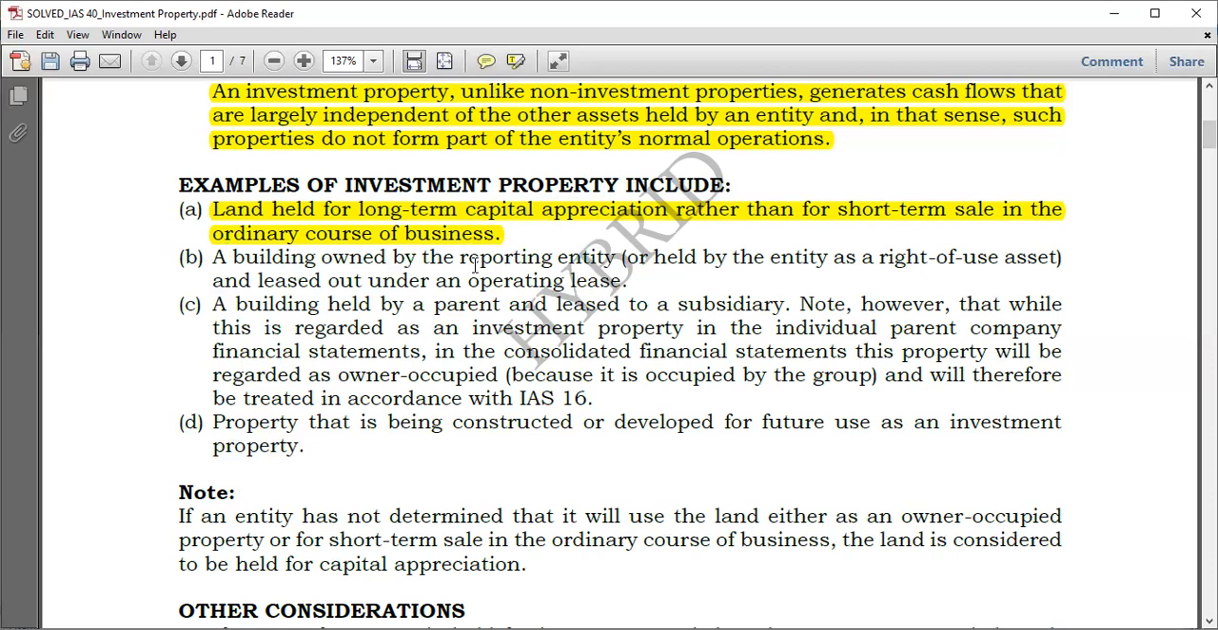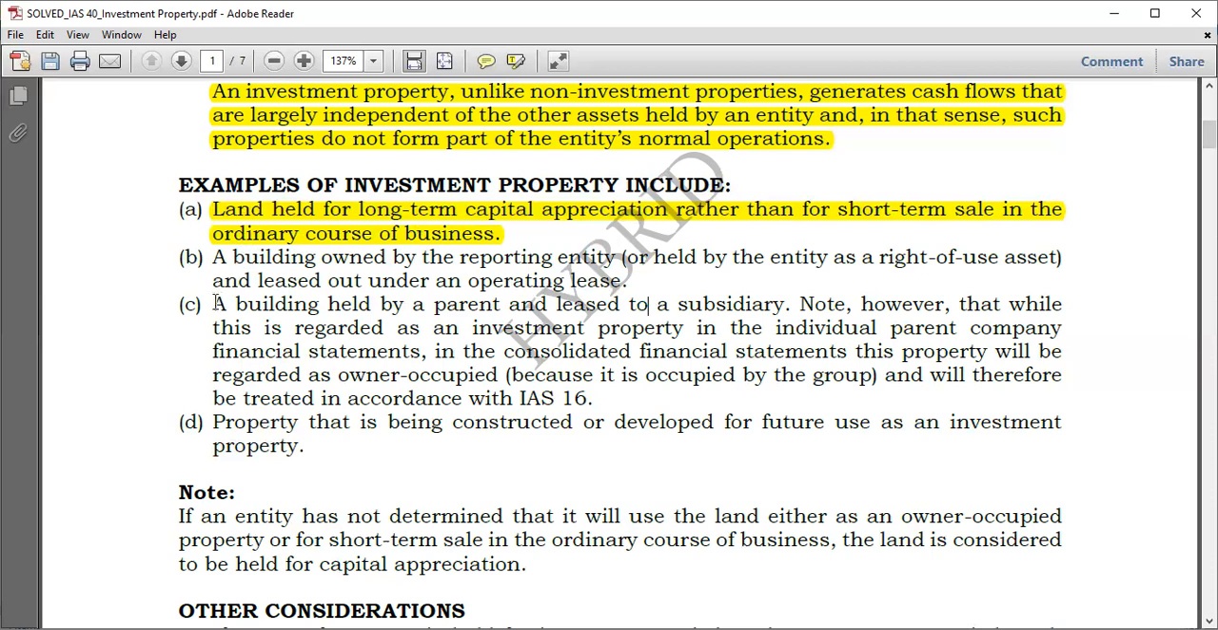Let's say I have just built my building and leased it out to someone. Or maybe I've leased the building, I've got it from someone, I'm a lessee, but also I've sublet it. I've subleased it to someone. It should also be an investment property. So this is what I was just trying to speak of.